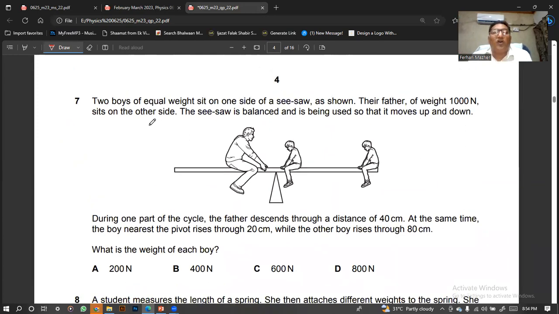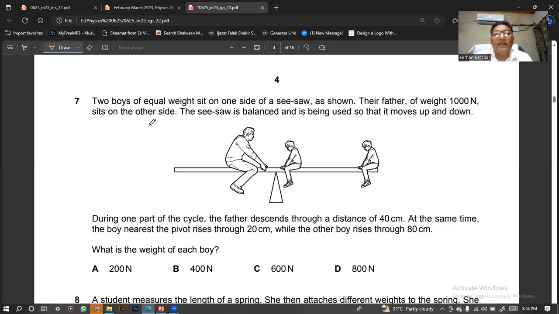It says, two boys of equal weight sit on one side of the seesaw as shown. Their father of weight 1000 newton sits on the other side. The seesaw is balanced and is being used so that it moves up and down. During one part of the cycle, the father descends through a distance of 40 centimeters. At the same time, the boy nearest the pivot rises through 20 centimeters, while the other boy rises through 80 centimeters. What is the weight of each boy?